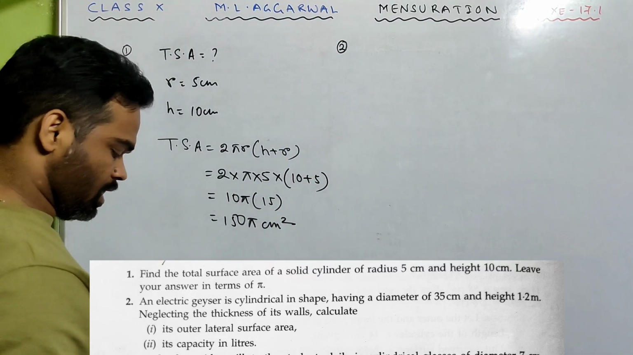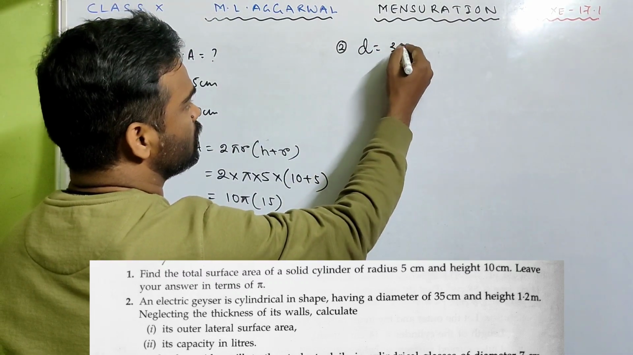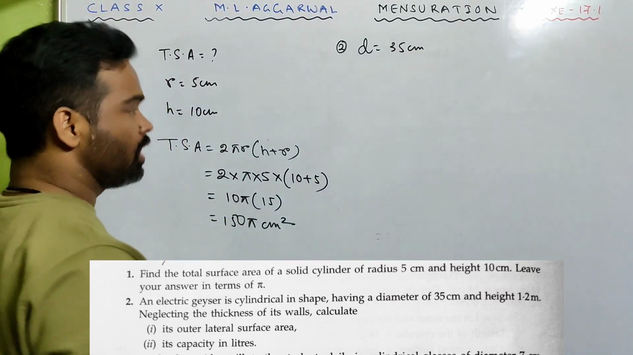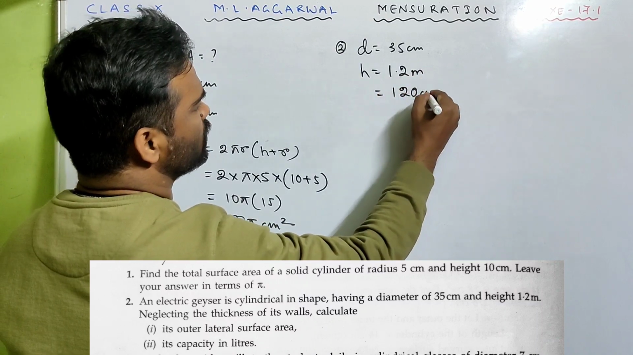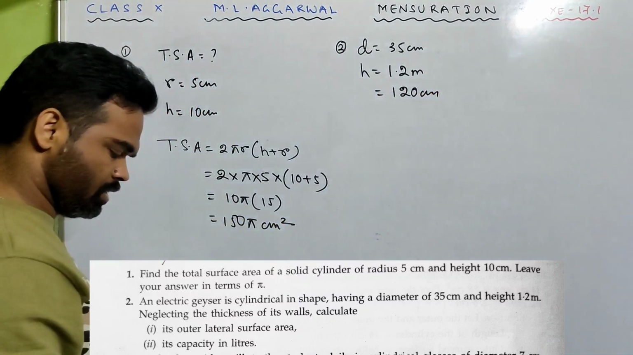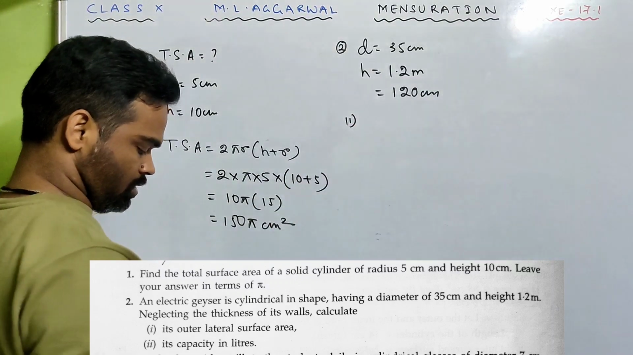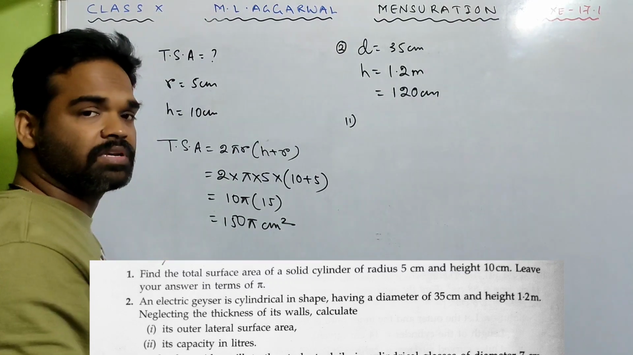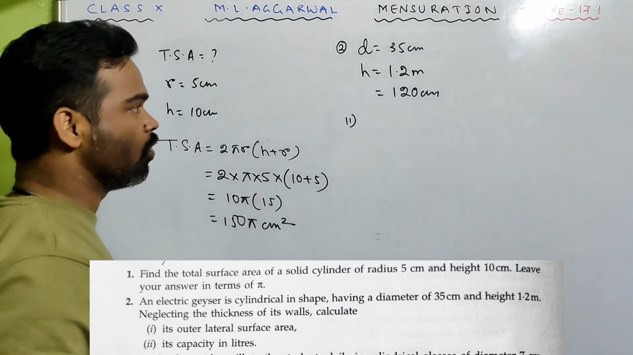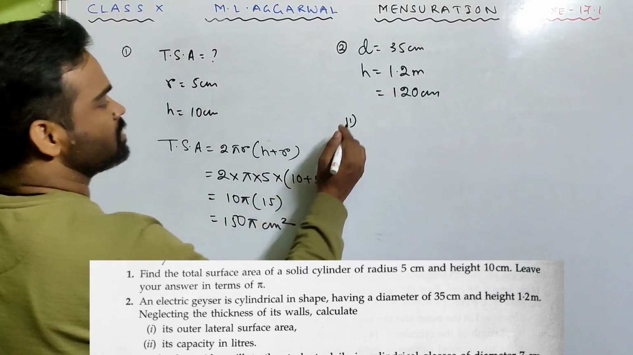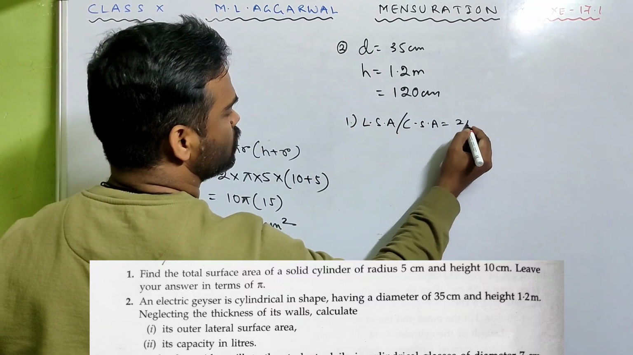Number 2. An electric geyser is cylindrical in shape, having diameter 35 centimeter and height 1.2 meter, which in centimeter I'll do, okay? 120 centimeter. Neglecting the thickness of its wall, calculate its outer lateral surface area and its capacity in liters, which means volume. Now, lateral surface area, curved surface area, same thing. First of all, lateral surface area, LSA or curved surface area, is 2 pi r h.